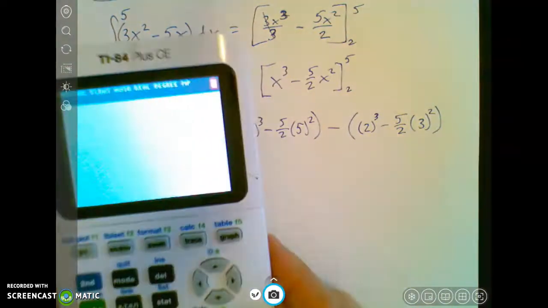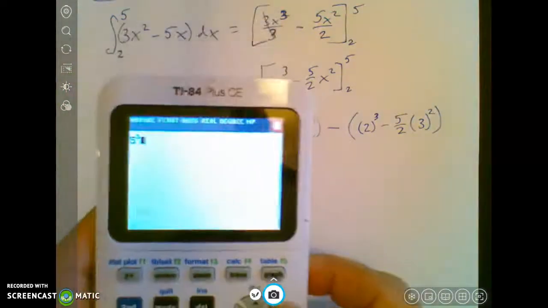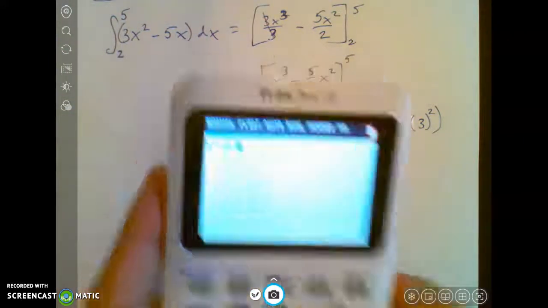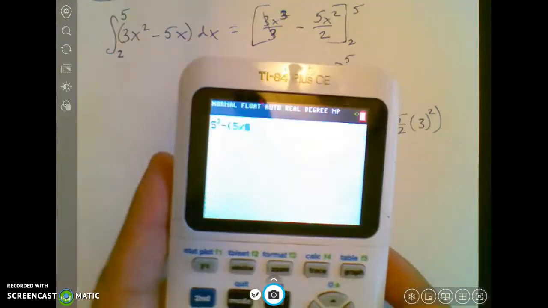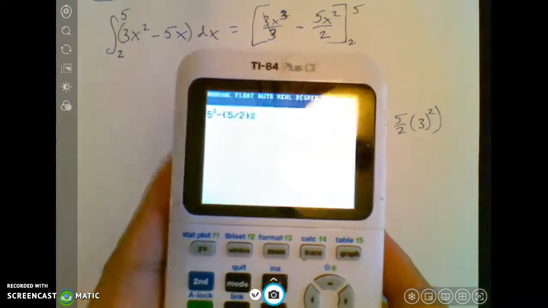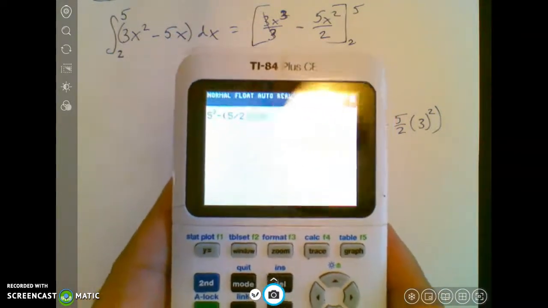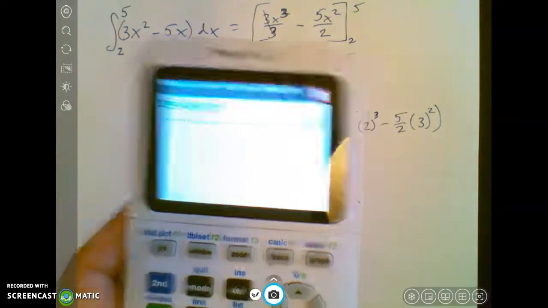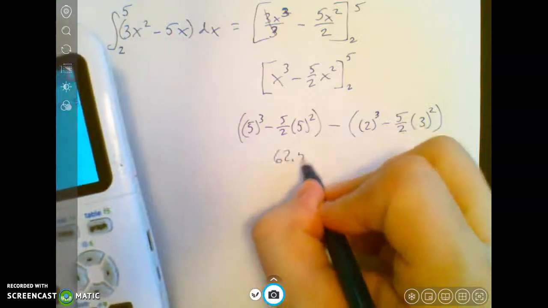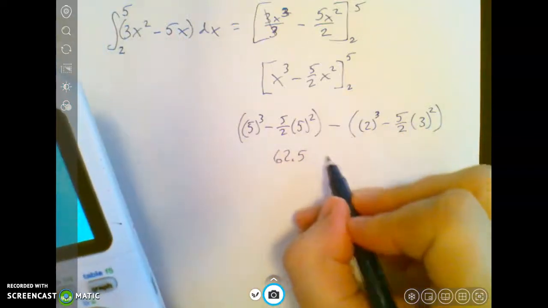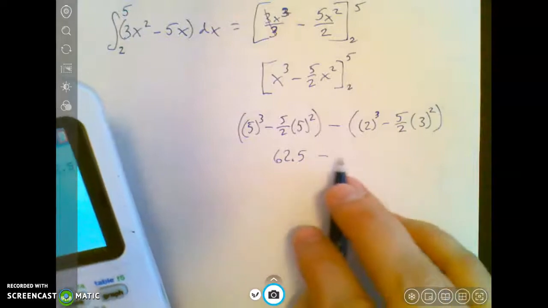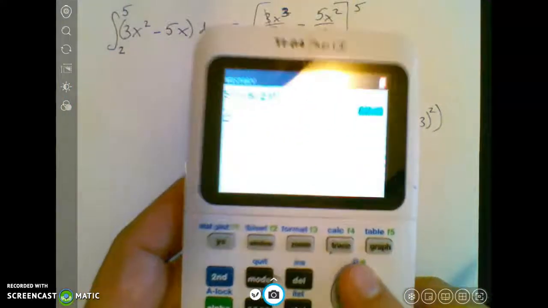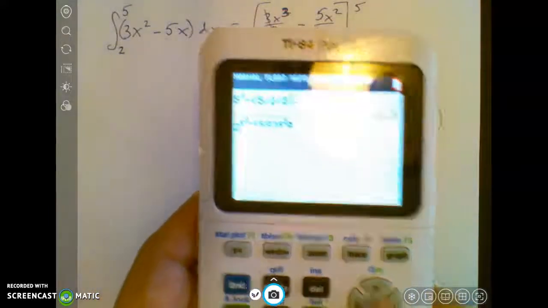Alright, so let's do this first one. 5 to the third minus 5 over 2, I'll put in parentheses, but it wouldn't really change it. 5 over 2 times 5 squared. Right, so that's this first part. Boom, and you get 62.5. Okay, you can always store that number in your calculator for later if it's a crazier answer than that. The other one's 2 to the third. Actually, I can just go back up here. And, oh geez.